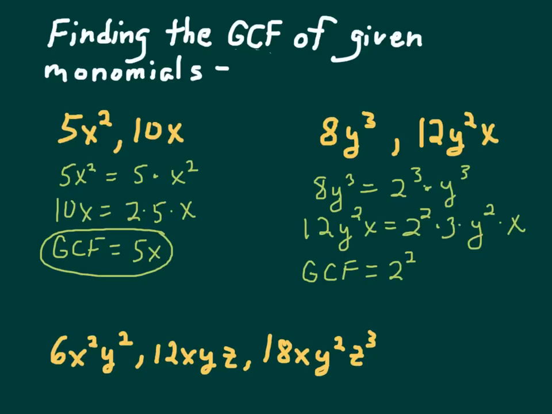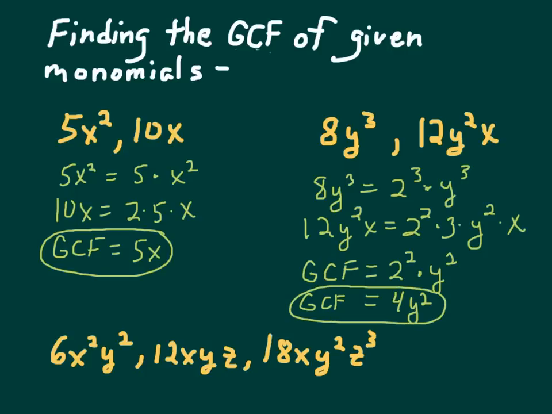so I don't need to include that. Now I have y squared and y cubed. Y squared is a part of y cubed, but y cubed is not a factor of this 12y squared x, but y squared is a factor of both monomials. So I'm going to take the y squared, and x is a factor of the 12y squared x, but not of the 8y cubed, so I don't include that. So I'm left with a GCF of 4y squared.